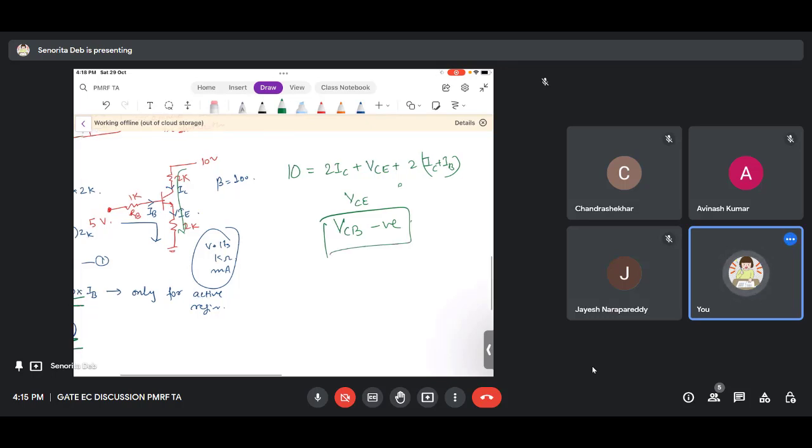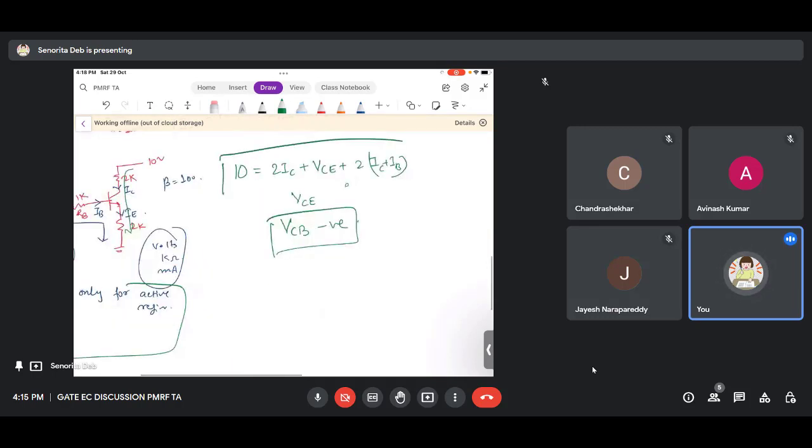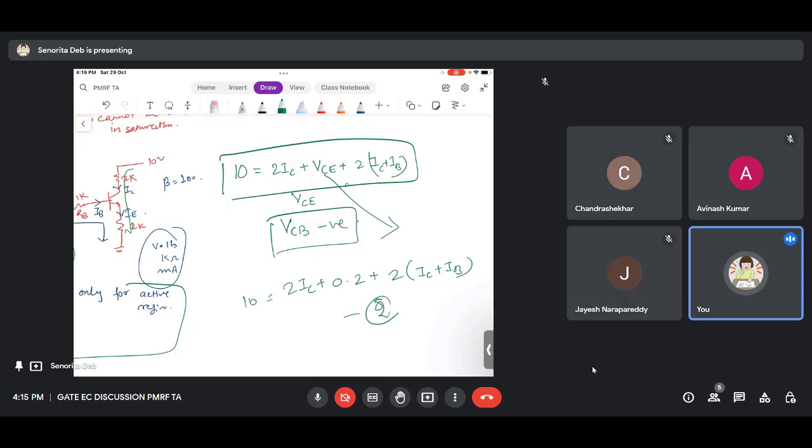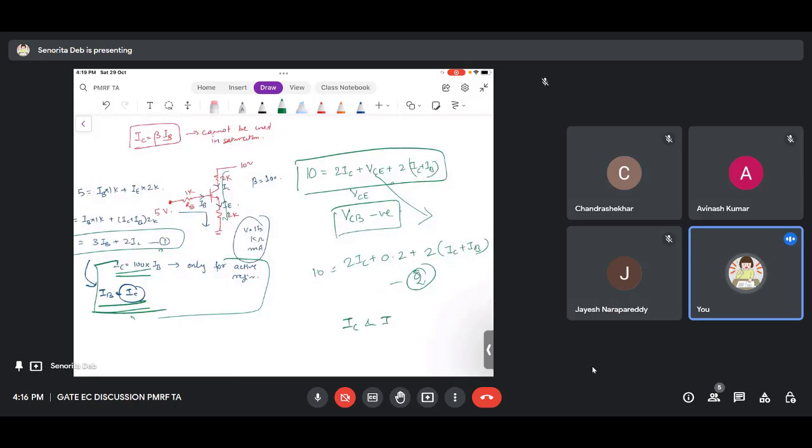And now what will I have to do? I will have this one equation here, equation 1. The middle steps will be eliminated. We cannot use this. And then I have this equation, equation 2. I will use the VCE value, so 2IC plus 0.2 plus 2 into (IC plus IB). Now you have this as equation number 2, the previous one equation number 1, and you can solve equations 1 and 2 and find IC and IB. And you will find that IC will not be equal to 100 times IB. It will be something lesser than that.